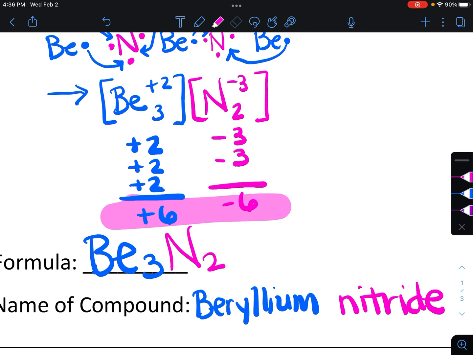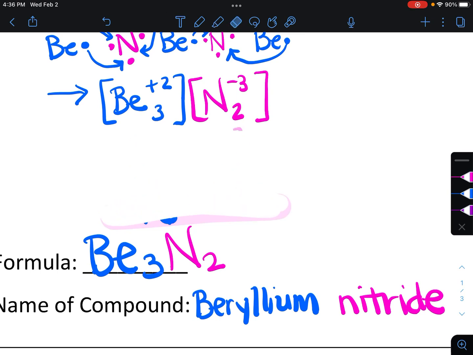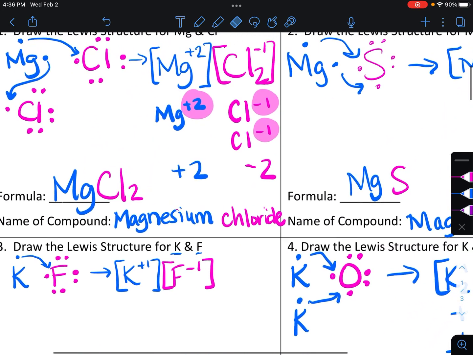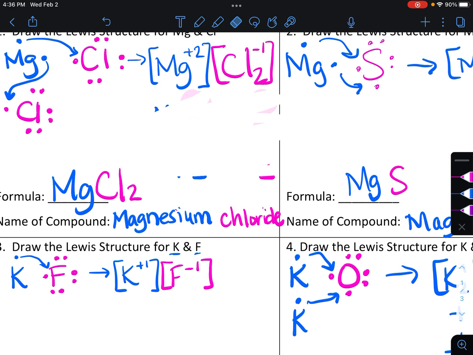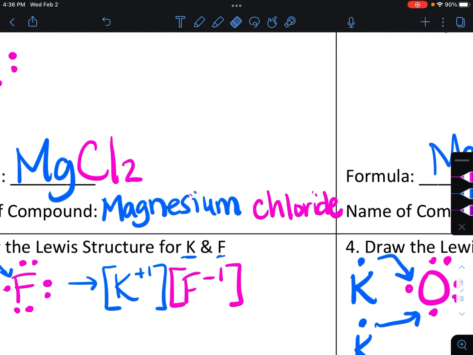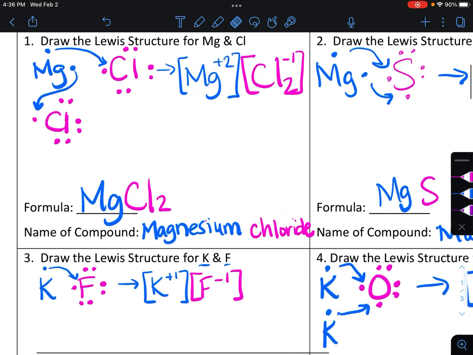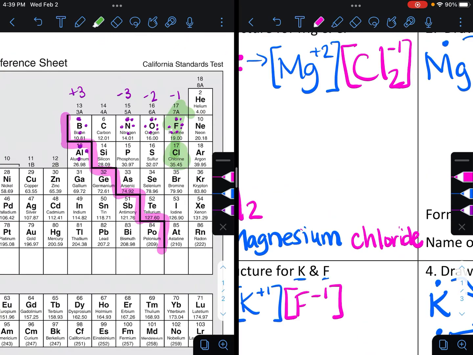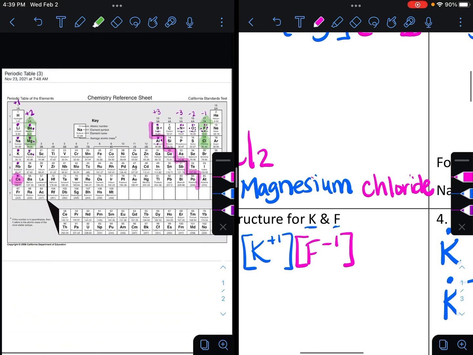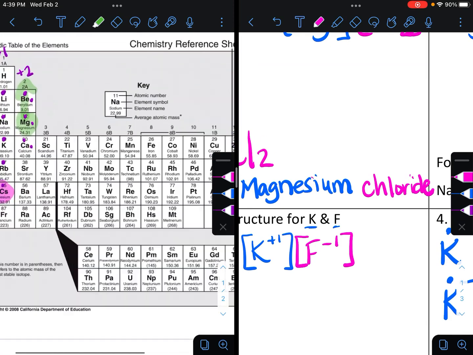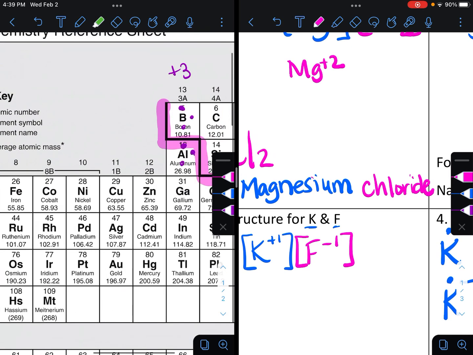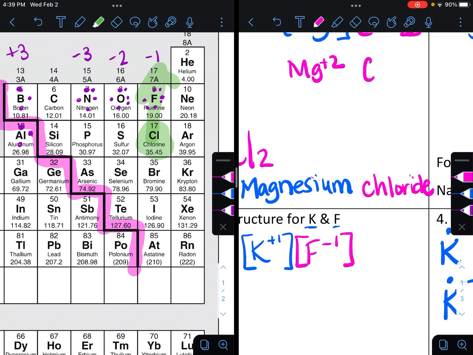And using that concept and understanding that the idea behind it is canceling out the charges, we can do something called the crisscross rule. And it's something that works because the charges cancel out. And the crisscross rule looks like this. So I have my compound magnesium and chlorine, magnesium chloride. All right, so the way that I'm going to do this is I'm going to find the charges of each of my elements that I'm working with here. So magnesium has a charge of +2, and chlorine has a charge of -1.